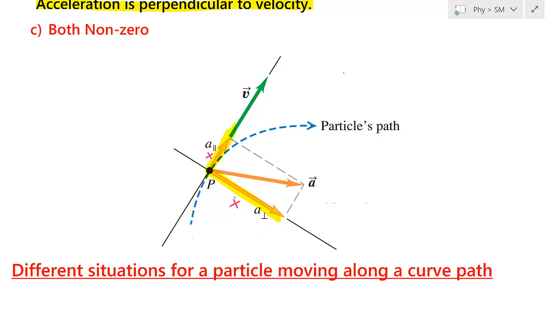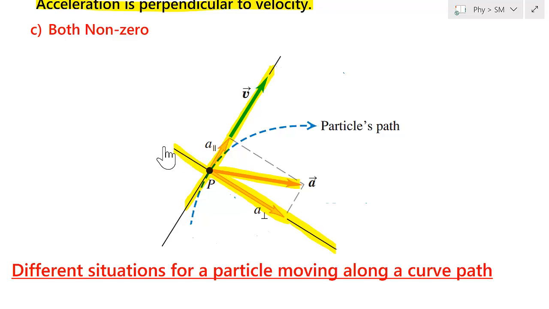But now what am I saying? Now I am saying both components are there. So this component is non-zero and this component is also non-zero. This means your total acceleration vector will be something like this. So this time the magnitude of the vector, that is speed, is changing, and that is given by this term, and direction is also changing, that will be given by this term.